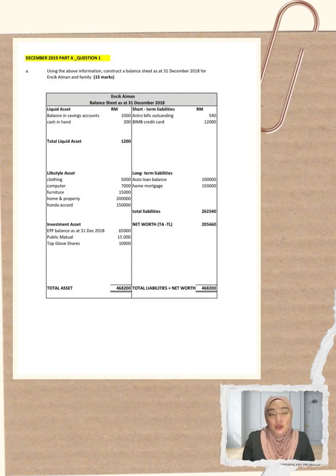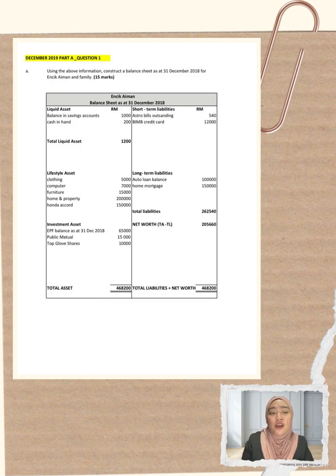I will explain the answer for question A. In question A, it's required to construct a balance sheet for Encik Aiman and family as at 31st December 2018. For the balance sheet, you need to put the header, which is Encik Aiman, and the second row is balance sheet as at 31st December 2018.